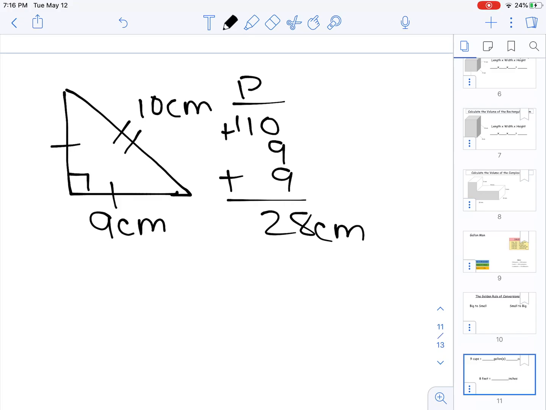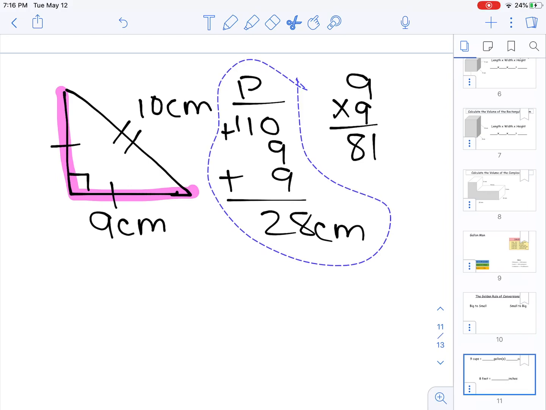Area of this shape, though, area is going to be base times height divided by 2. Remember, to know your base and height, look for that right angle. So I'm going to do 9 times 9, which is 81, and then you have to divide that by 2.